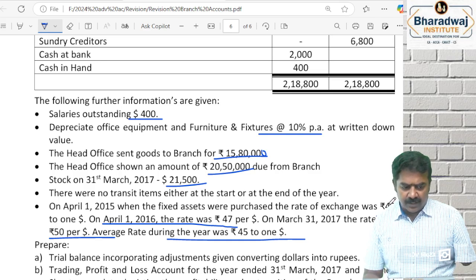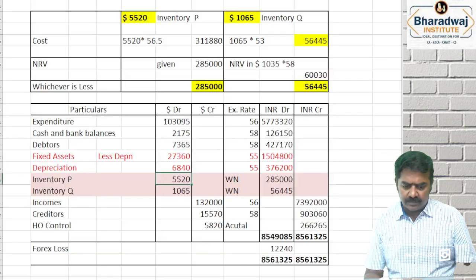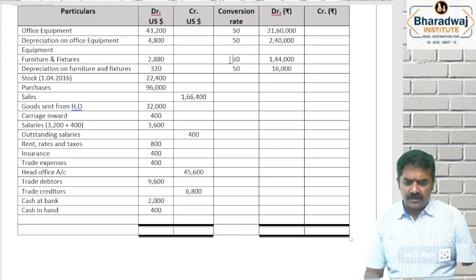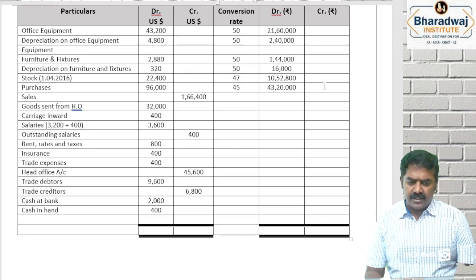Actually, there's a typing error. 50 here. Take it as 50. That's a typing error. 50. Opening stock will be converted using opening rate. Purchases will convert using which rate? Average rate. Sales will convert using average rate.